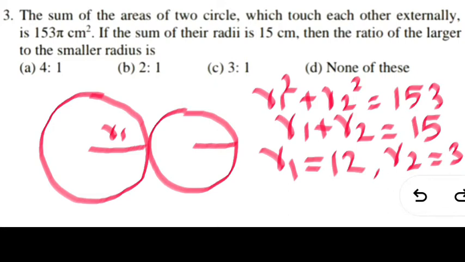Okay. Now, what is the question? The ratio of the larger to the smaller radius. Which one is the larger radius? 12, and the smaller one is 3. So, what is its ratio? 12 divided by 3. 12 by 3 meaning what? It is 4 by 1. So what is the ratio? 4 is to 1. Option A is the correct answer.